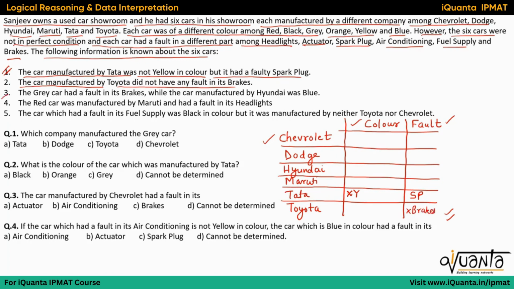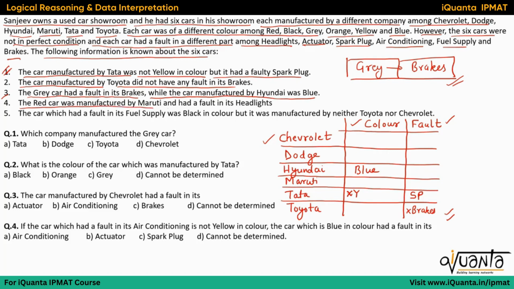The third point says that the grey car had a fault in its brakes, but since we do not know which company has a grey car, let us hold on to this information. While the car manufactured by Hyundai was blue, so Hyundai car was blue in color, and let us write this grey and it had fault in brakes over here. So that means we have a block like this and we'll use this later on. The fourth point is the red car was manufactured by Maruti and had a fault in its headlights. So Maruti is here, so it is red in color and it had a fault in headlights.